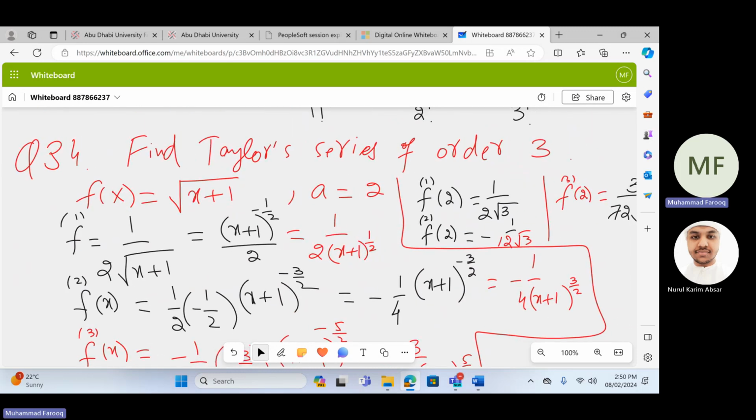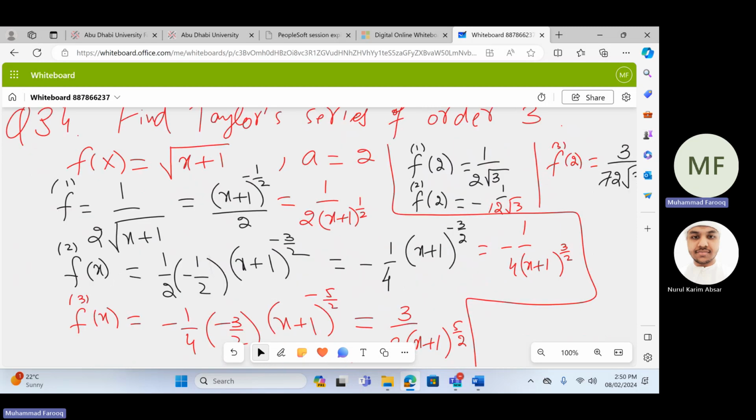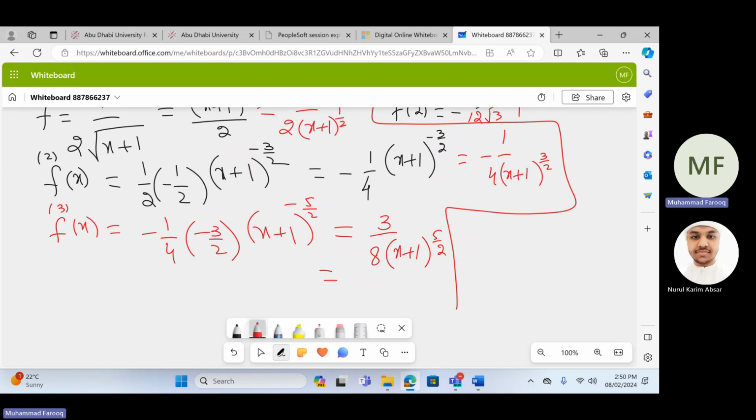Look here. a is 2 and the function is square root of x plus 1. Put here 2. 2 plus 1, 3. So square root of 3 is my first value, f of a. Look at it, f of a, f of 2 basically. f of 2 means square root 3. Because as per the Taylor series, the first value is f of a.